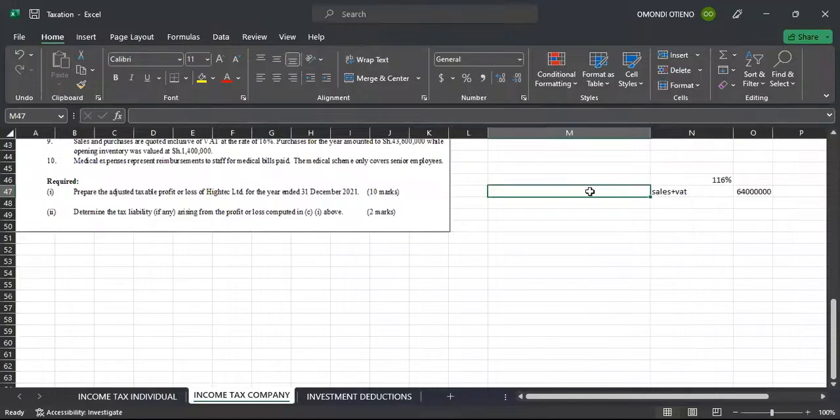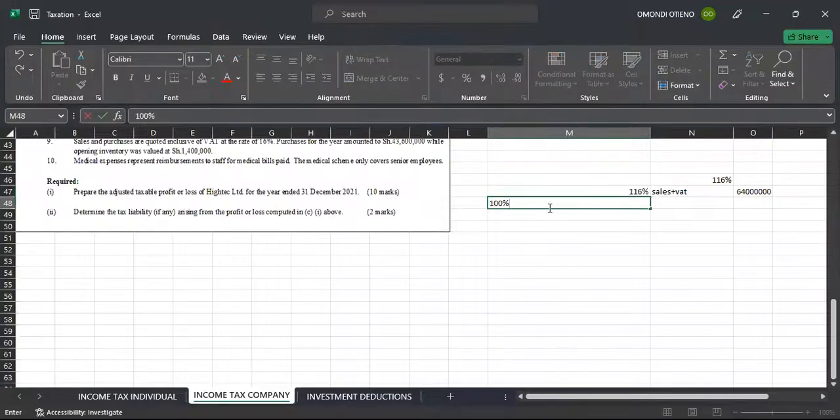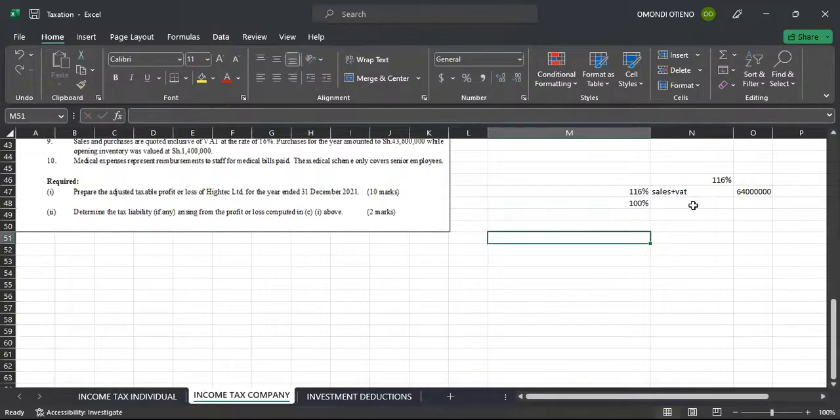So sales plus VAT is 116%. Real sales is going to be 100%. So we need to get real sales. That is what we recognize as revenue. The VAT which has been included there should not be recognized as revenue because we are just collecting it from these people and we are going to remit it to the revenue body. So let's get the real sales, that is 100%. If 116% is 64 million, 100% will be what?